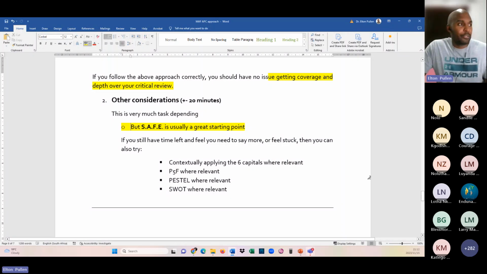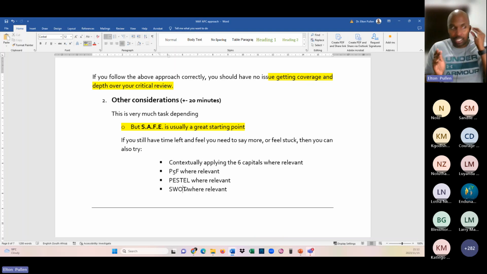Then if SAFE is still not helping you and you still have time left, you can try 6 capitals, Porter's 5 forces, PESTEL, or SWOT. I even tried them within the SAFE model. But as Larry asked earlier, if you can intuitively come up with relevant things to say without a crutch, then write those. Don't have relevant things and then try to fit them into a model, because I've never seen a task that says you must use this model. They're just going to ask for considerations. So if you think of relevant considerations, write them down. All this is if you are stuck and you don't know what to say, which was normally my experience, then hopefully these models help you generate things to say.